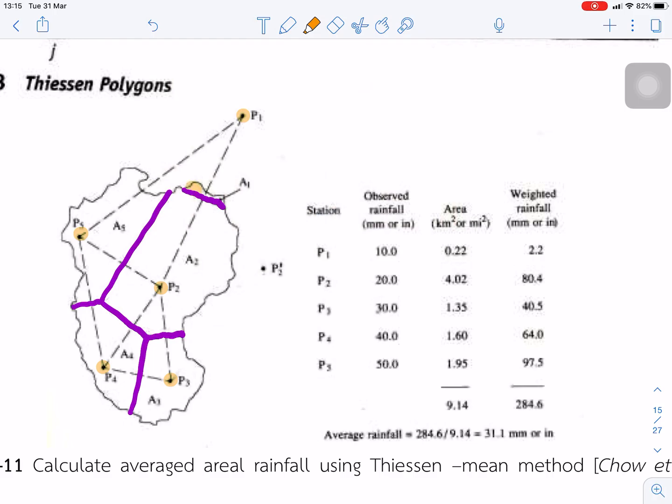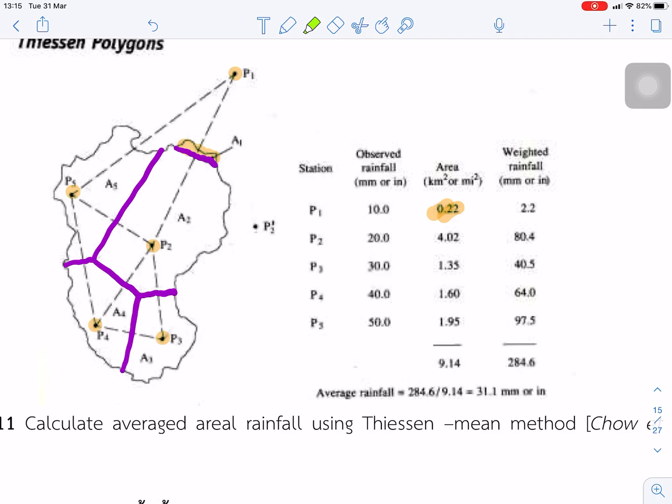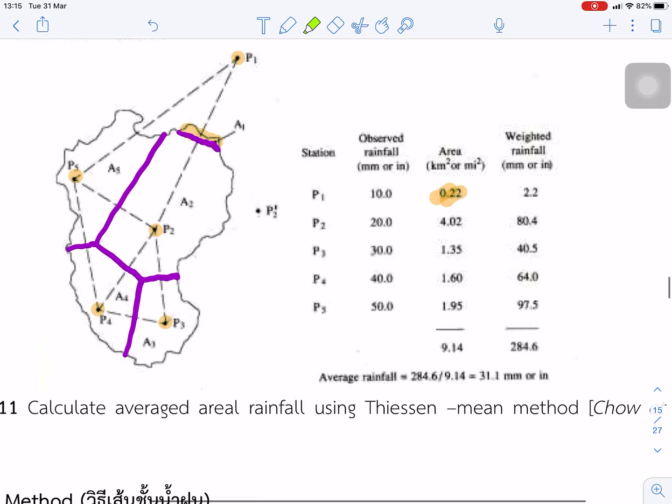Next we measure the area. This part is about 0.22 square kilometers. And for P2, it is this one. For P2 it covers this area.